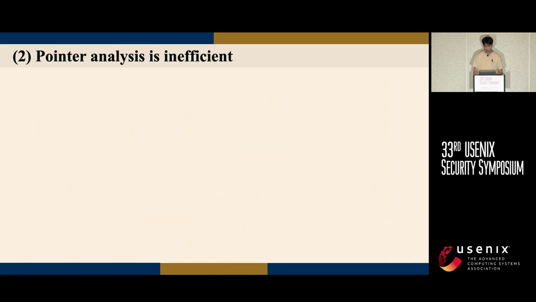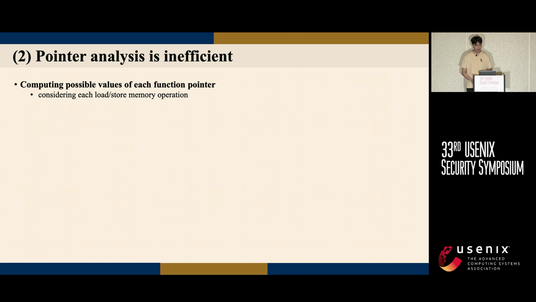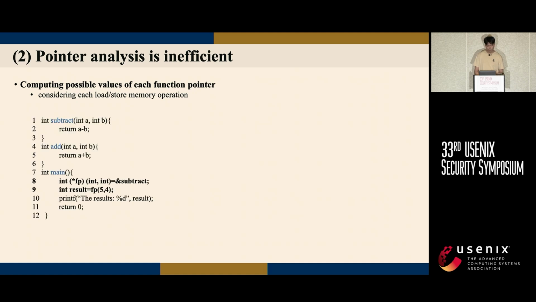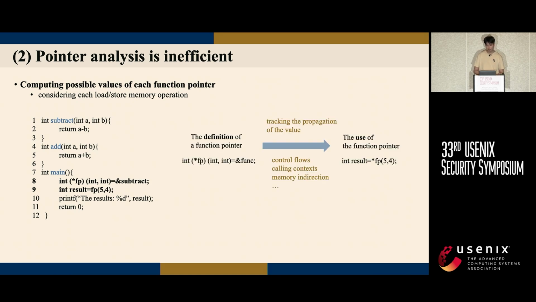On the other hand, pointer analysis is inefficient. Pointer analysis is precise by computing the possible values of each function pointer with consideration of memory load and store operations. For example, here the pointer analysis can reason that at line 9, fp corresponds to the address of subtract, so this indirect call will call into that function. However, in practice, pointer analysis must account for many complicated conditions such as complex control flow, multiple calling contexts, and memory load and store operations. And these factors result in the inefficiency of pointer analysis.